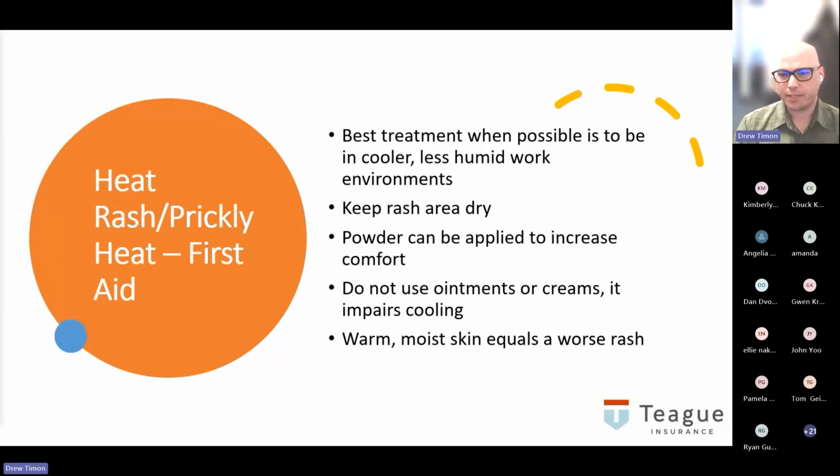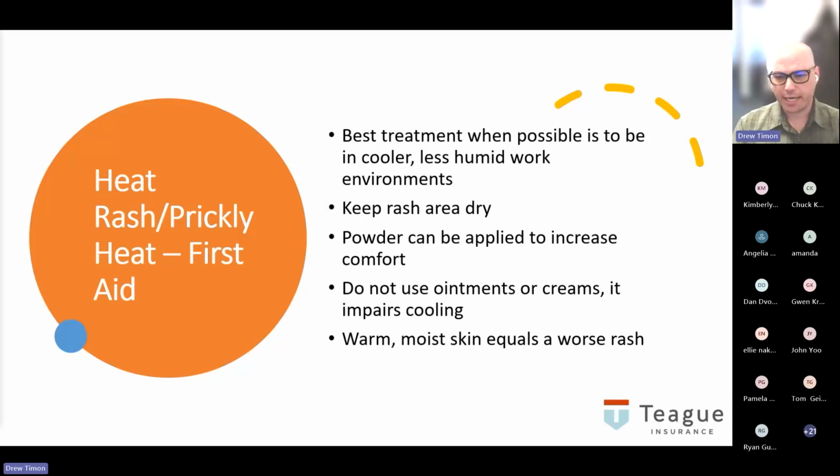So the best treatment, when possible, is to get them into a cooler, less humid environment to keep that rash area dry. You can use powders in some instances to increase comfort, like a Gold Bond or something like that that absorbs moisture. You don't want to use ointments or creams, as those impair cooling. And then a warm, moist skin equals a worse rash.